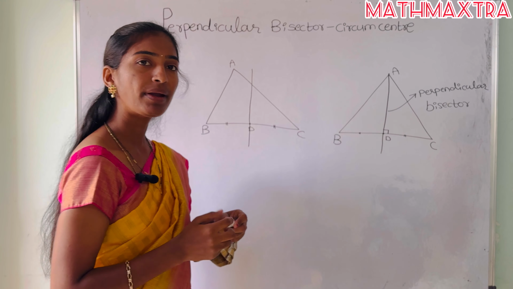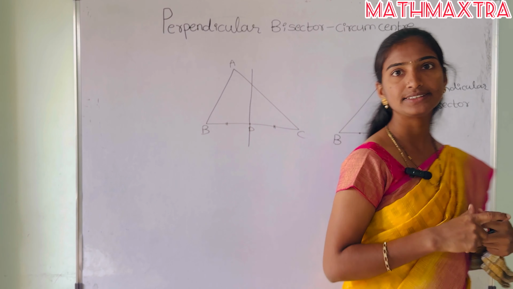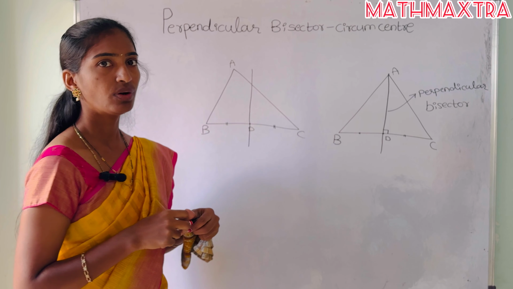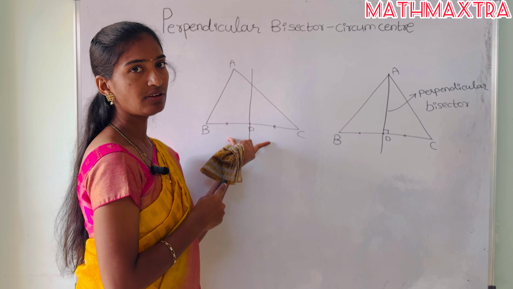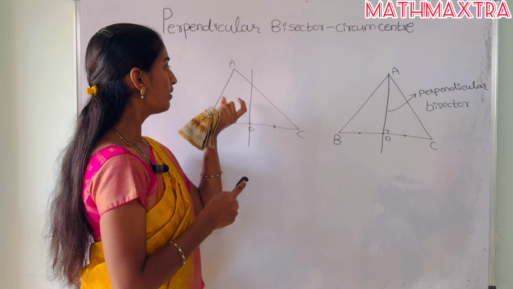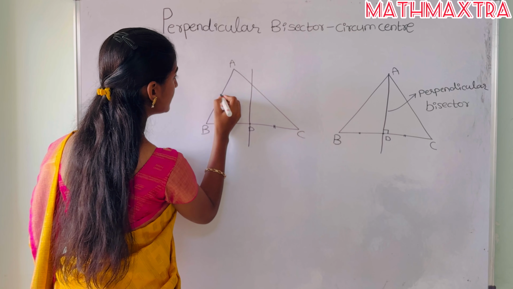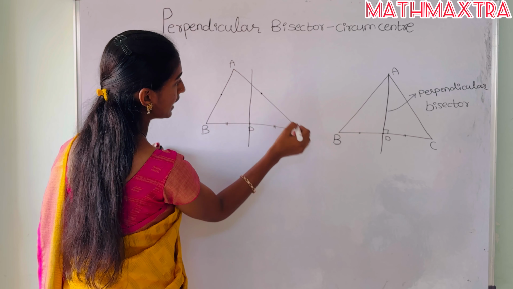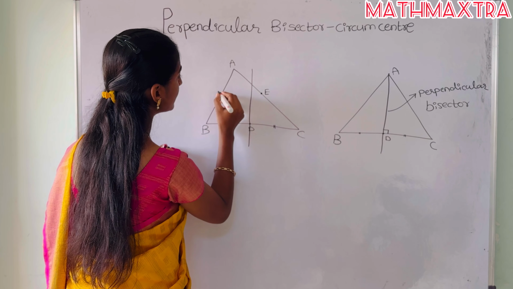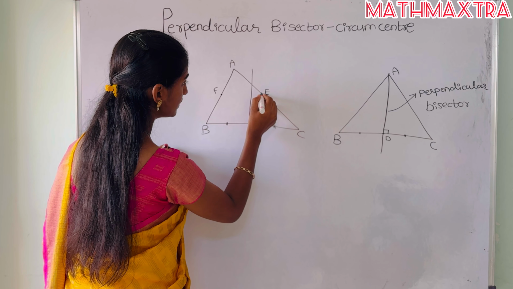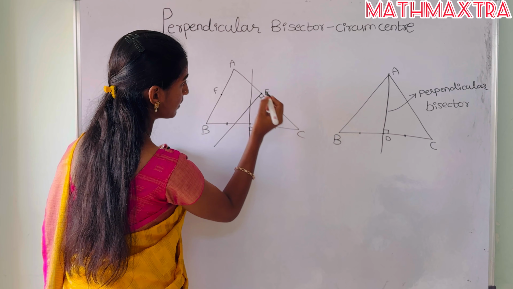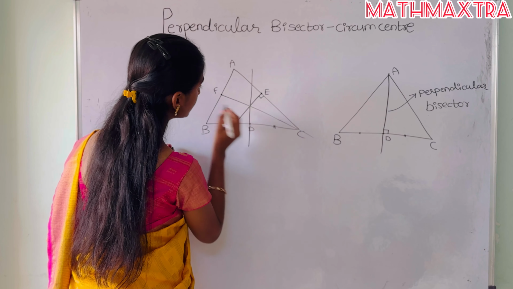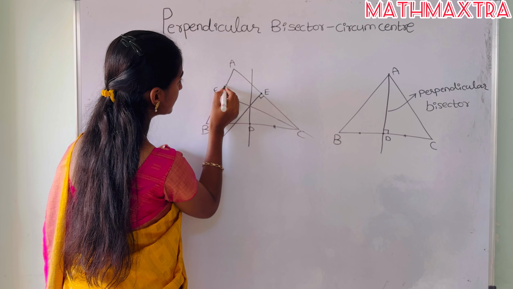How many perpendicular bisectors are possible? As there are three sides of a triangle, three perpendicular bisectors are possible. For each side, we can draw one perpendicular bisector. This is the midpoint of AB, E, and this is the midpoint of side AC, F. For this, this is the perpendicular bisector, and this is a perpendicular bisector.